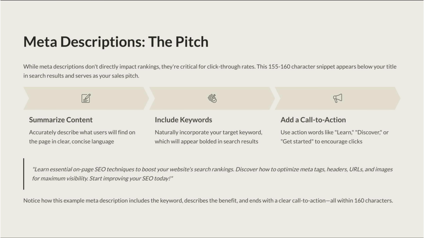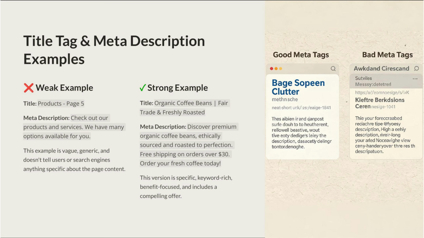Meta descriptions, though not ranking factors, are vital for click-through rates. They should summarize page content clearly, include bolded keywords, and feature a call to action. For example, "Learn essential on-page search engine optimization techniques to boost rankings. Discover optimization tips. Start improving your search engine optimization today." Crafting effective title tags and meta descriptions is crucial for search engine optimization.